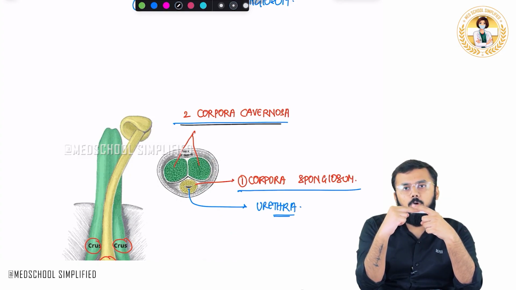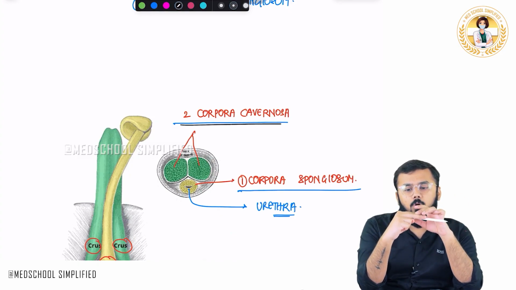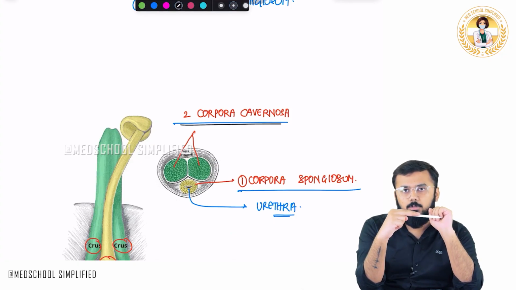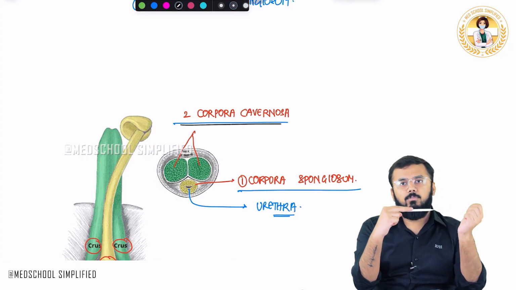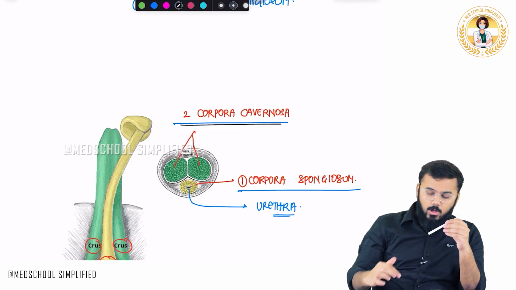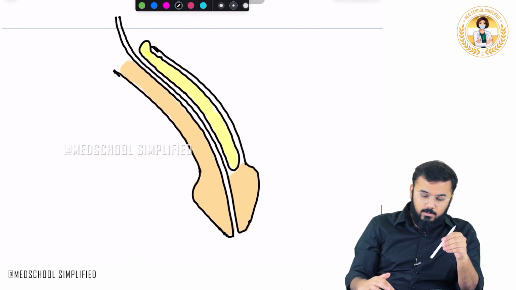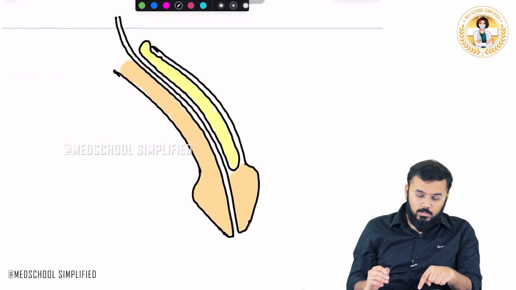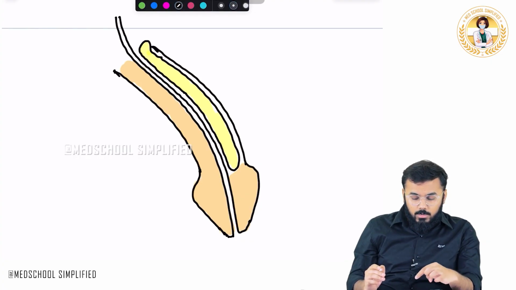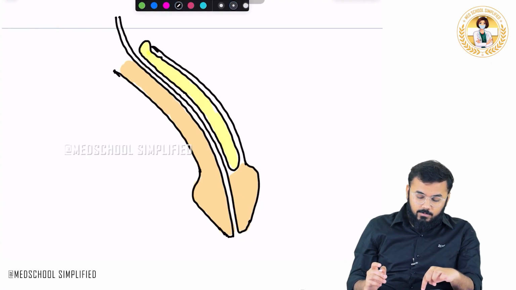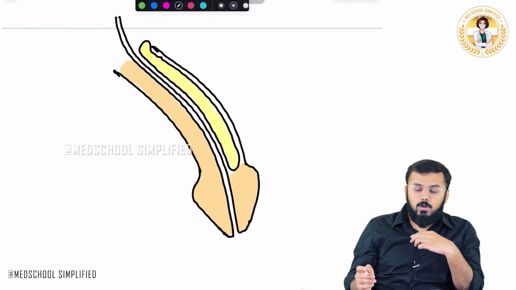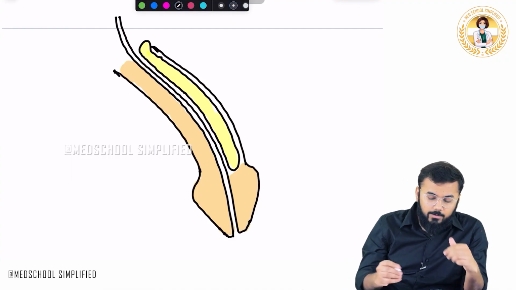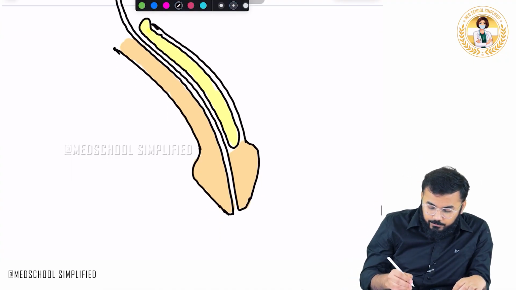Above, what do you have? Corpora cavernosa. But can you see the corpora cavernosa which is present on my side? You cannot see. So from the side view, on the top you can see corpora cavernosa, which means this one. This is corpora cavernosa, which is in yellow. Down here, which I have highlighted with the orange, this is called your corpora spongiosum. Okay, so these are the important things.